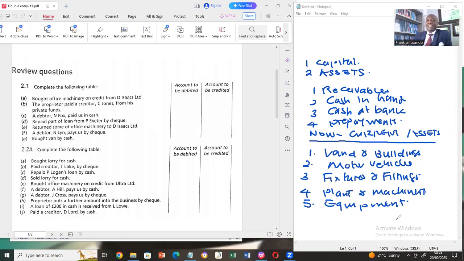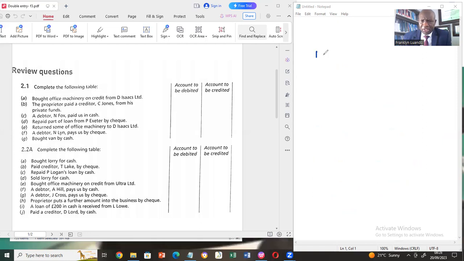So non-current assets are meant to be used in business on a permanent basis. They are not meant for sale. Now we can move to liabilities. Liabilities, we have 2 types of liabilities. We have current liabilities. We have non-current liabilities.